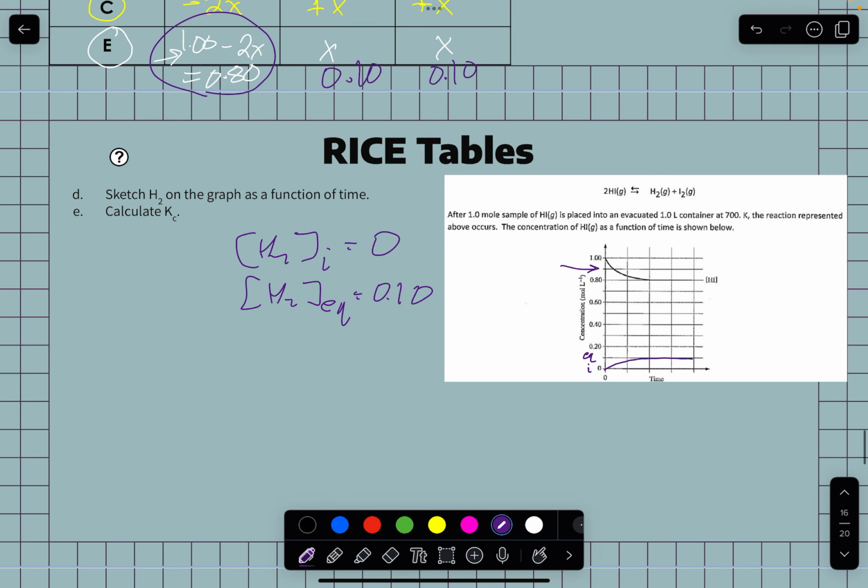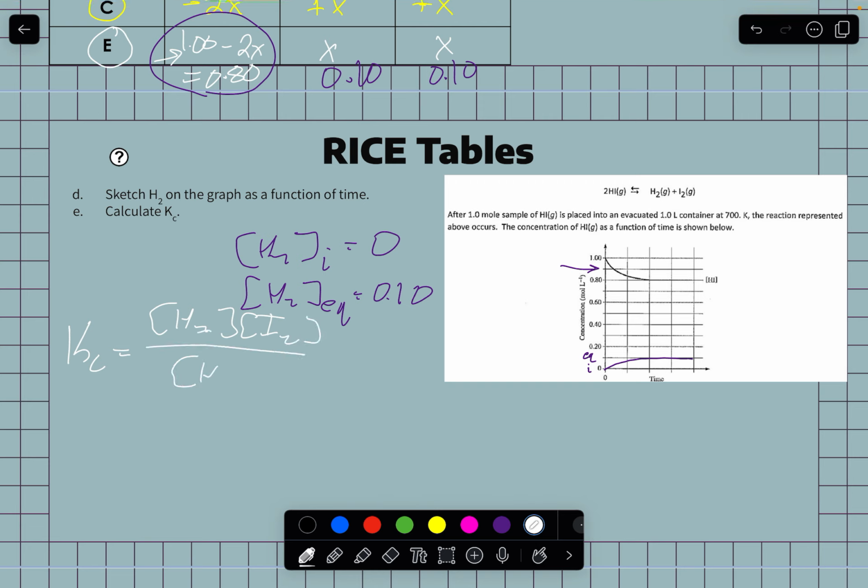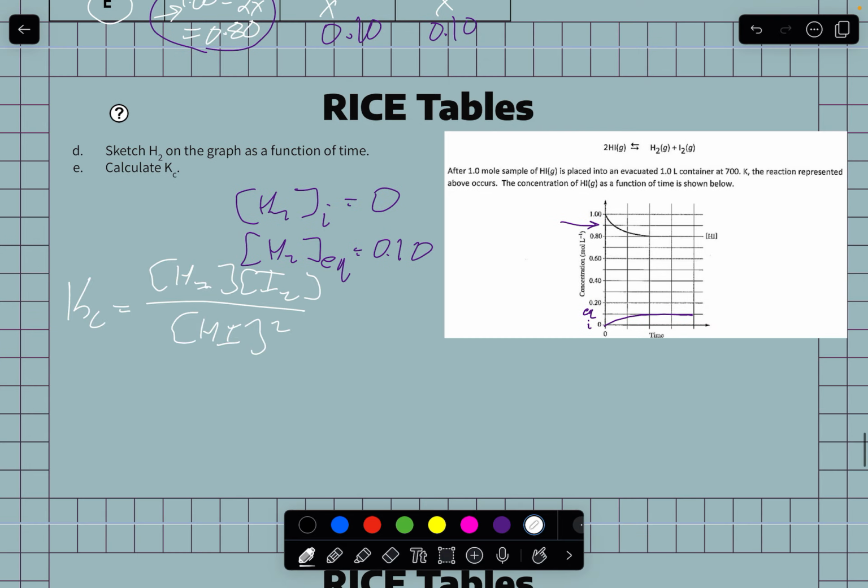All right, and then our last part, part E, is calculate Kc. So our Kc, remember we said this was our products, H2 times I2, divided by the HI squared. We're just going to plug our numbers in. So our equilibrium concentration for H2 was 0.10, I2 was 0.10, and then for HI we have 0.80, and this is squared. Okay, so for a Kc value, we should get 0.016 molar. Or sorry, not molar, just 0.016.